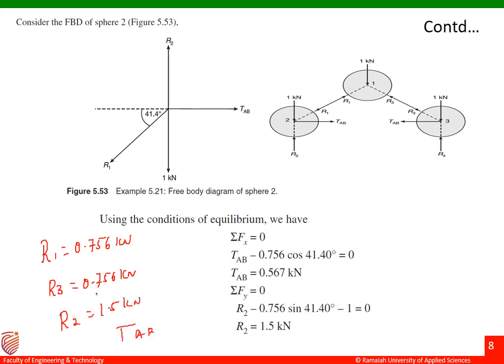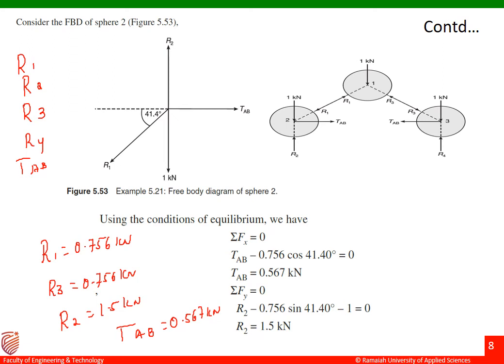We have found also TAB, that is 0.567 kilonewton over there. So this is how we found out TAB and then R2. So in the next slide, what we are going to do is we have to find out R4 there. So what was pending there? So we have to find out the answer for R1, R2, R3, and then R4, and then TAB.